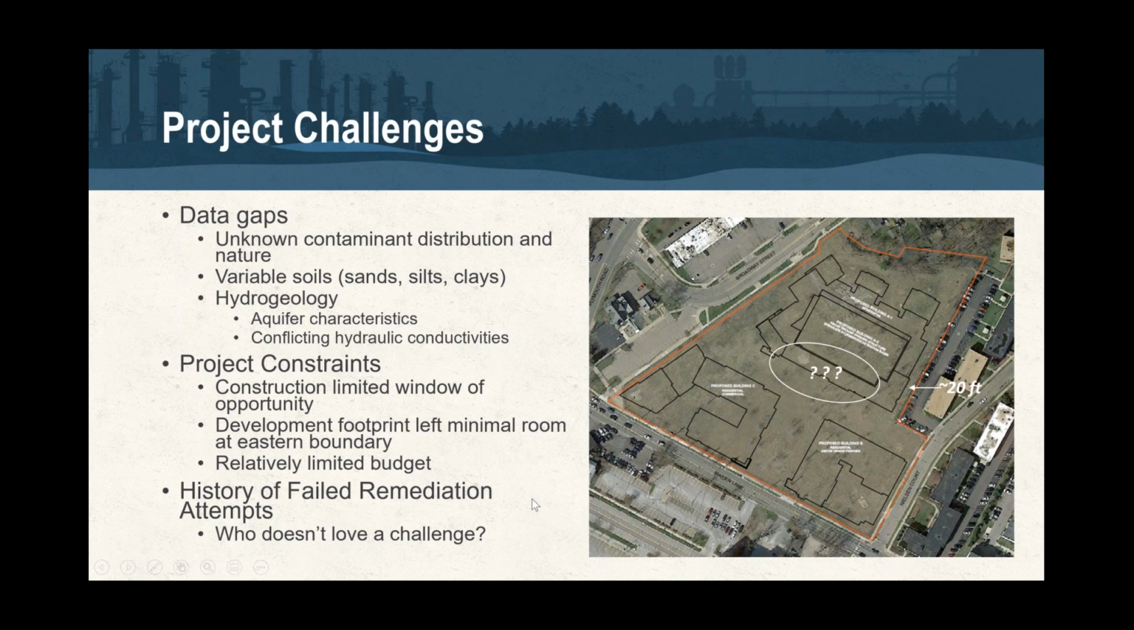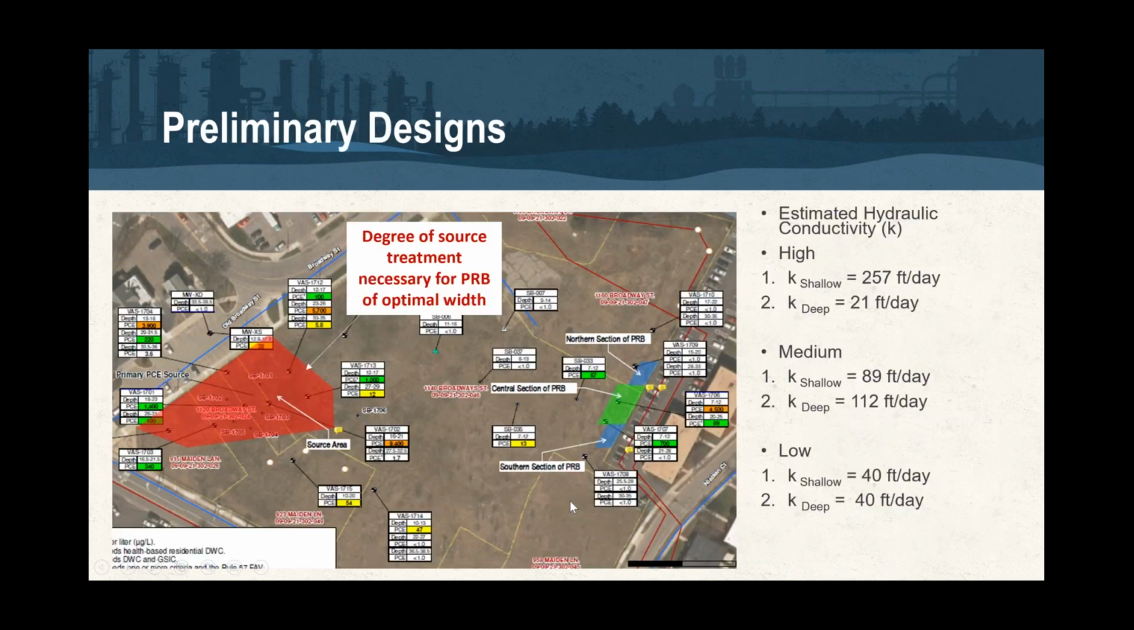There were also constraints associated with the overall development itself: there was a short construction window in which to get any environmental work completed, and there were buildings already in the process of being constructed. On that figure, you can see on the right-hand side a narrow area 20 feet wide that we had access to install a PRB to manage the mass leaving the site. So, a small area, a relatively small budget, and with all the failed remediation attempts, it was a significant challenge.